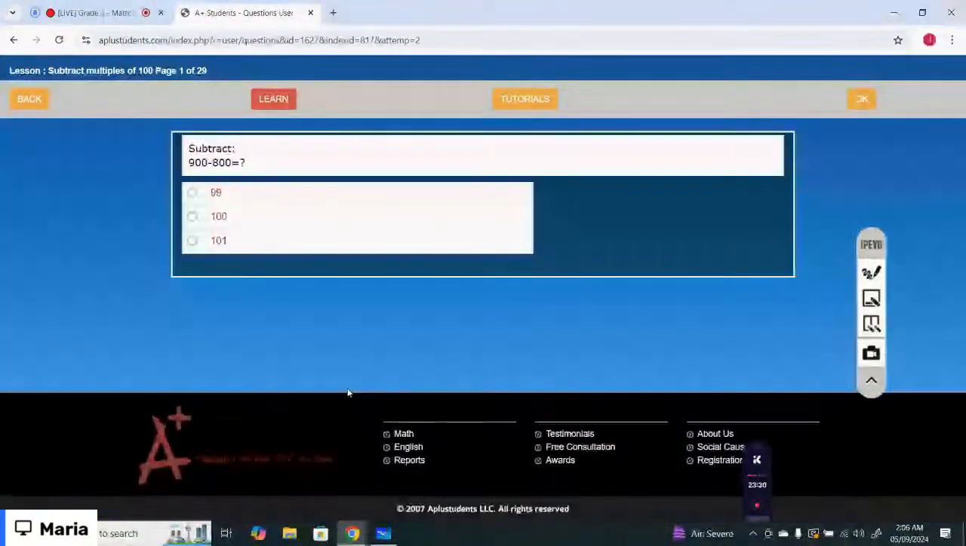Subtract 900 take away 800. So how do we subtract? Which is the correct option? 900 take away 800 is 100. Option number 2 is the correct option, right?